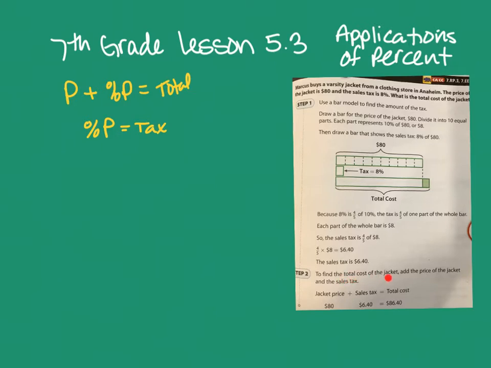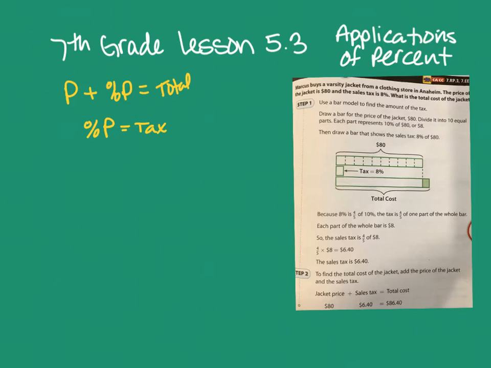And then to find out the total cost of the jacket, you just add the price of the jacket to the sales tax. $80 for the jacket. The sales tax you found was $6.40. Added together, you get $86.40. If this has you going, what? Then just go with what you are comfortable with.